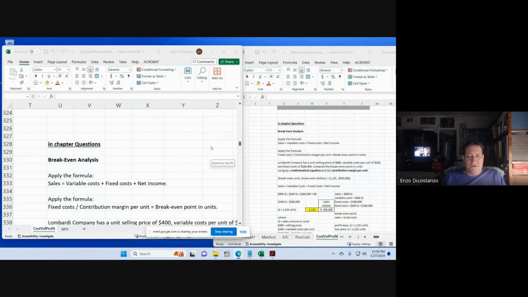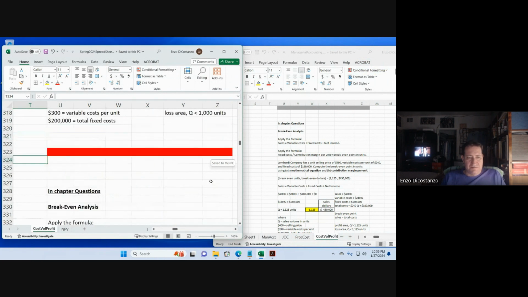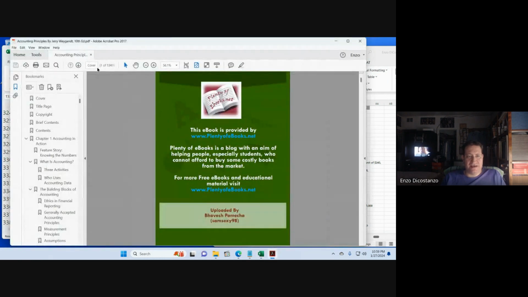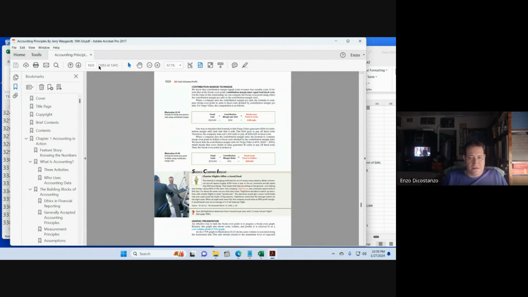Okay, so we stopped here at the break. This is another example of break-even analysis. And this was a question in the chapter, so I probably should have had that going.